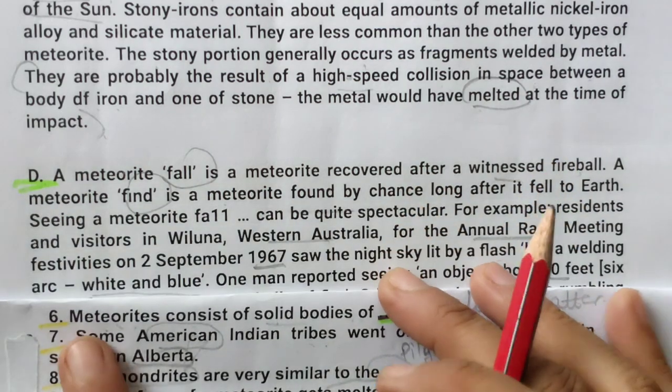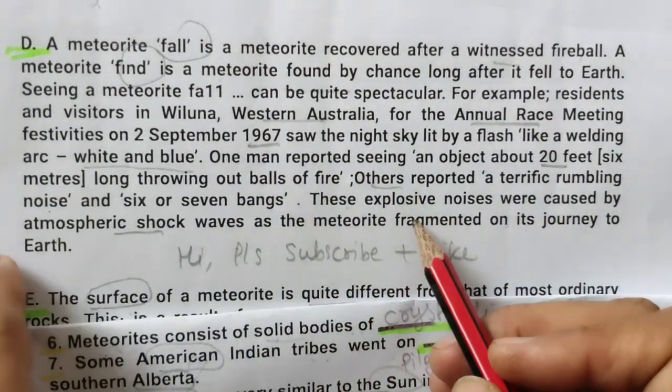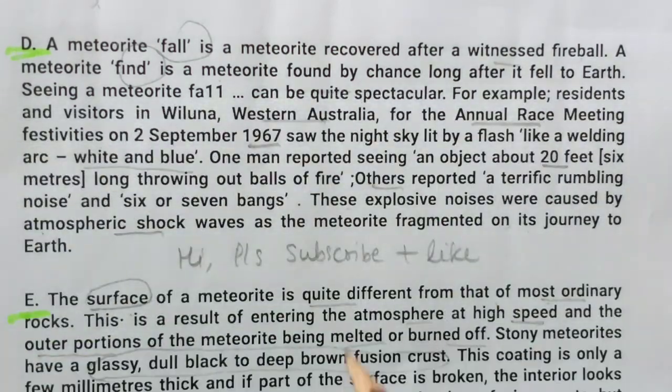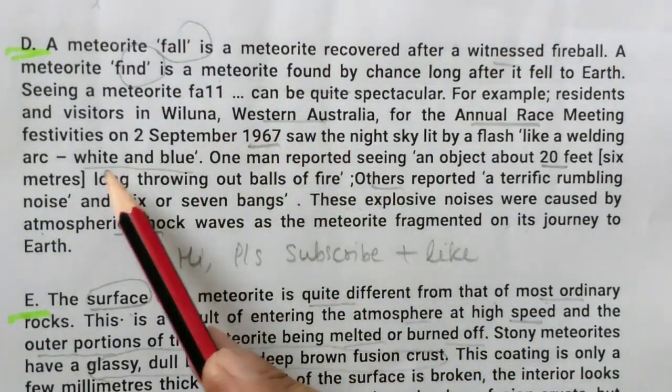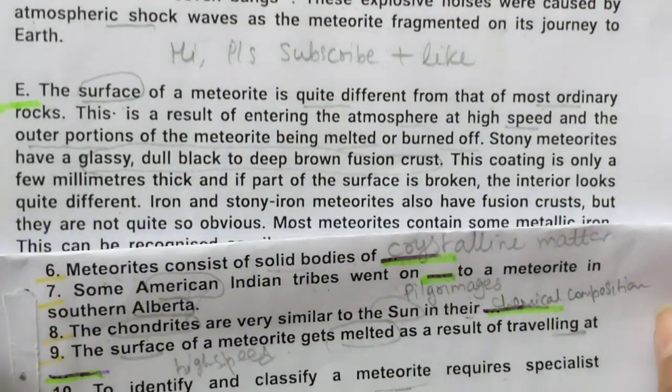Okay. So now this paragraph, special knowledge. To identify and classify a meteorite requires special knowledge. Okay. The next one, noises were caused by, nothing is given.